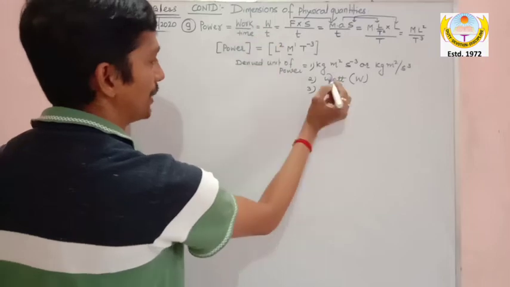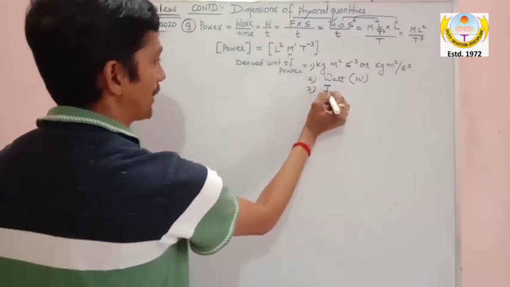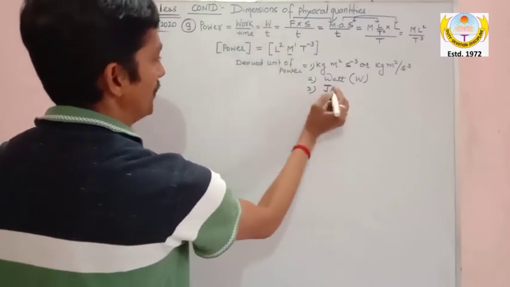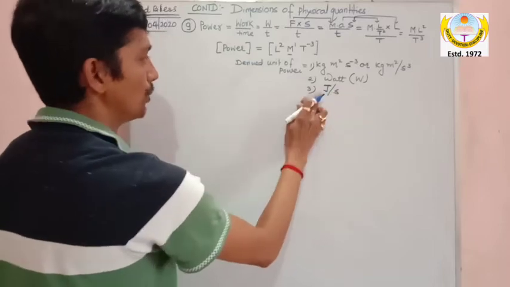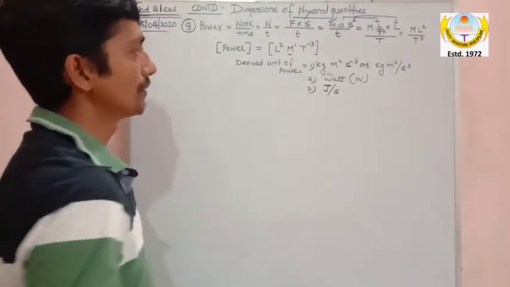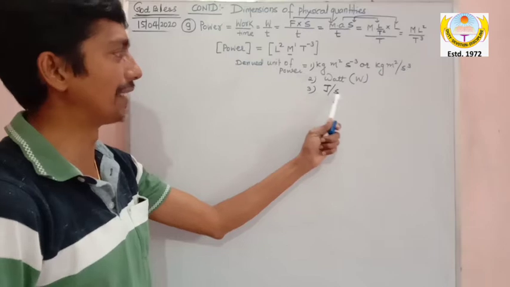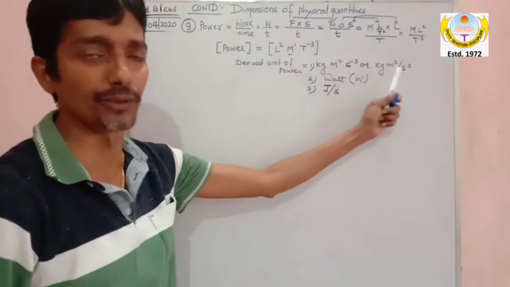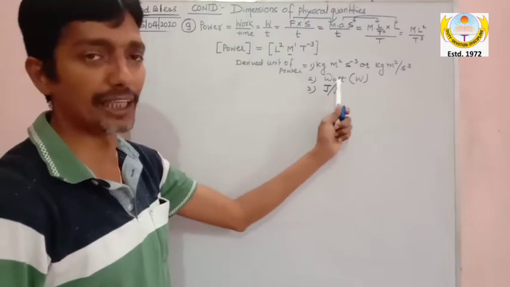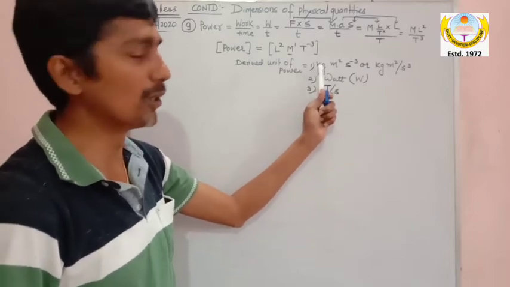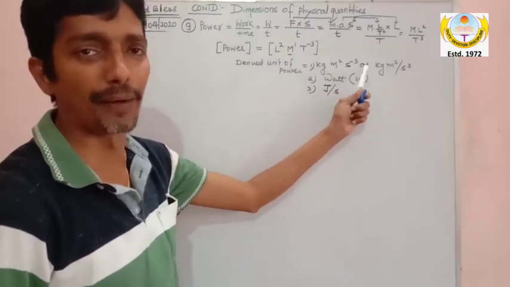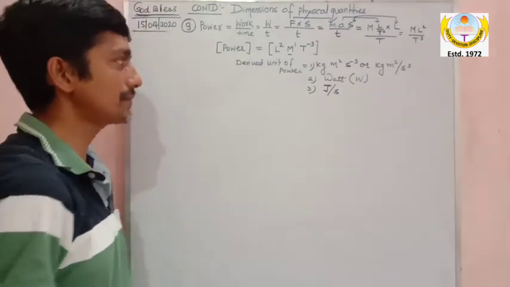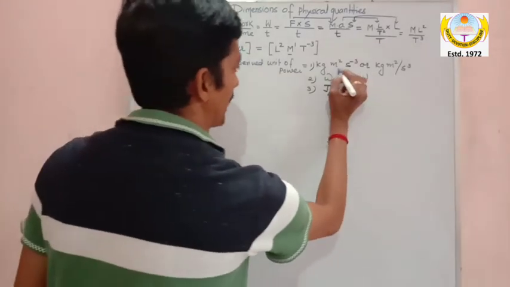So the unit of work is joule, capital J, upon time per second, joule per second. You can write that unit also as watt, or kilogram meter square second power minus 3. Or you can say 1 watt is nothing but kilogram meter square second power minus 3. So you can see the three units, my dear.